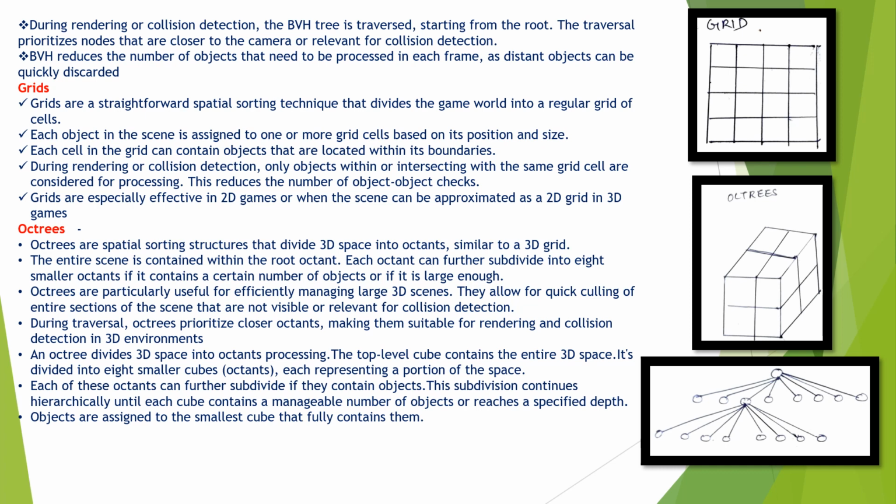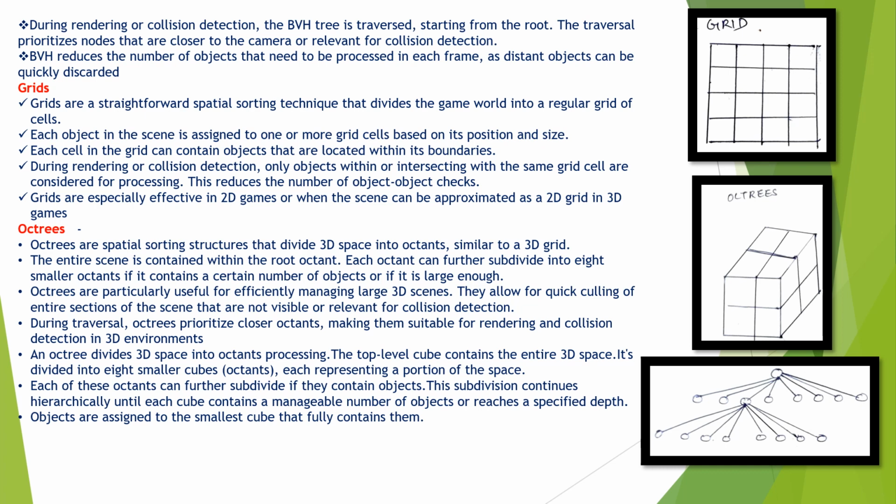Grids are a straightforward spatial sorting technique. This divides the entire game world into a regular grid of cells. Each object in the scene is assigned to one or more grid cells based on its position and size. Each cell in the grid can contain objects that are located within its boundaries. During rendering or collision detection, only objects within or intersecting the same grid cells are considered for processing. This ultimately reduces the number of object checks. Grids are especially effective in 2D games.